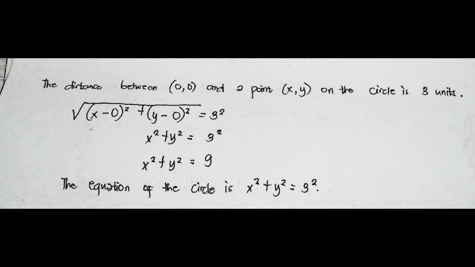If we simplify or substitute in this equation, the answer is x squared plus y squared. Then copy the 3 raised to 2, and 3 times 3 is equal to 9. So the equation of the circle is x squared plus y squared is equal to 3 raised to 2.